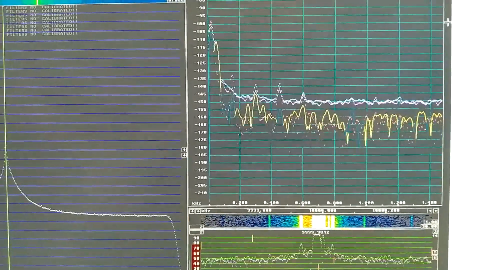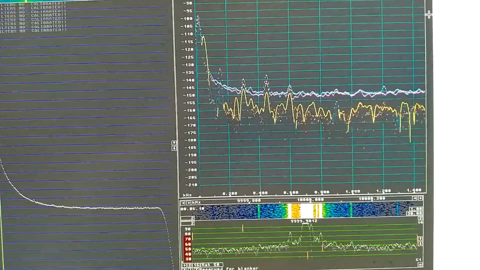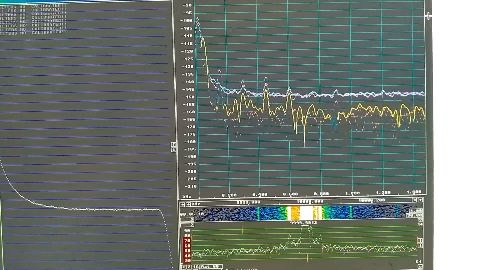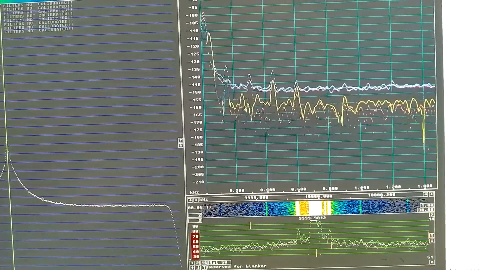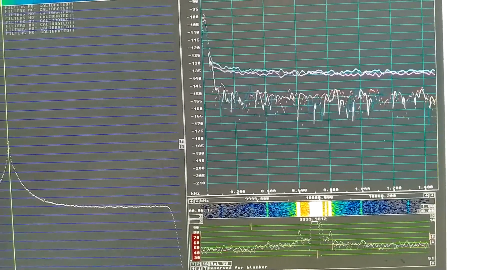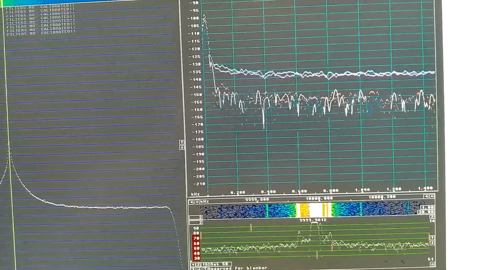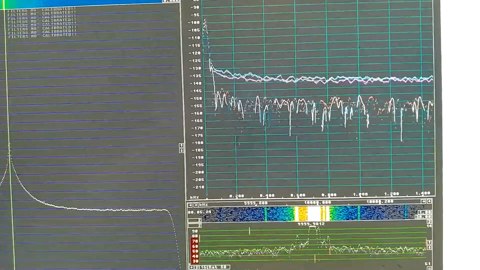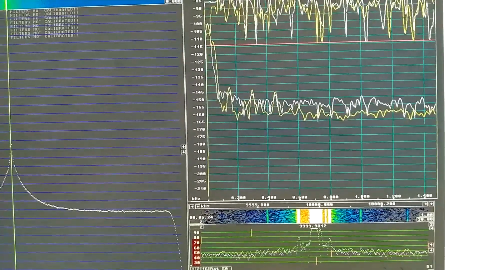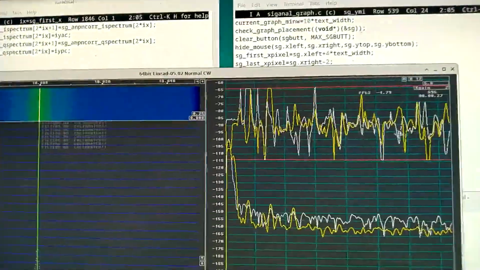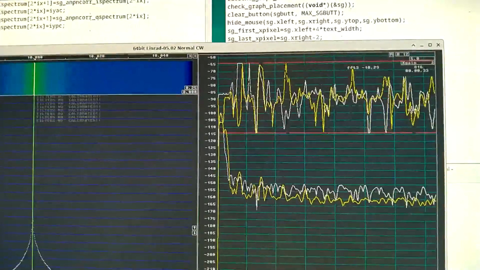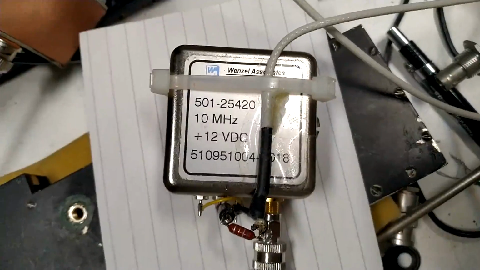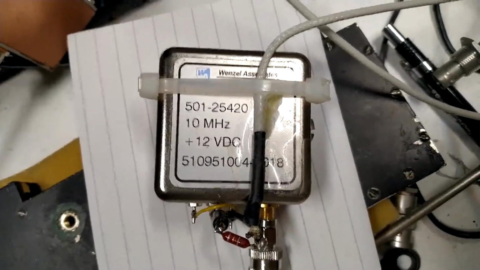And it looks very much the same. But it is phase noise, not amplitude noise. And the correlation, I don't know what to do about that. It doesn't seem meaningful. This is an even better oscillator from Wenzel Associates.